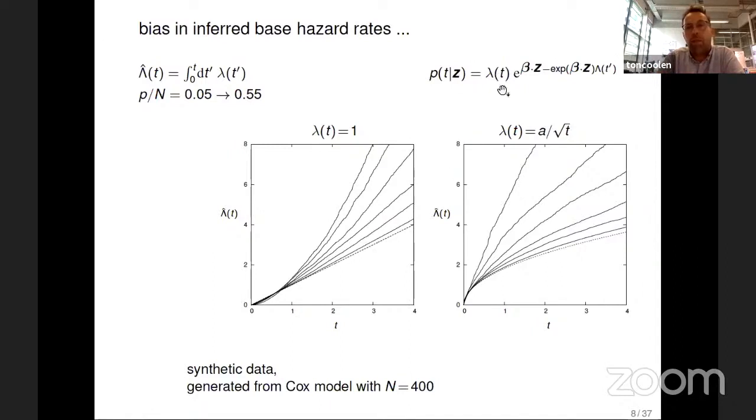And that's a bit easier: if you plot the integrated version of this object, then the dashed line is what you should have found in an ideal scenario without overfitting, but you get increasingly an overestimation of this function here and an underestimation here. And this is not dependent on what choice you make for this function lambda. You get the same phenomenology here.